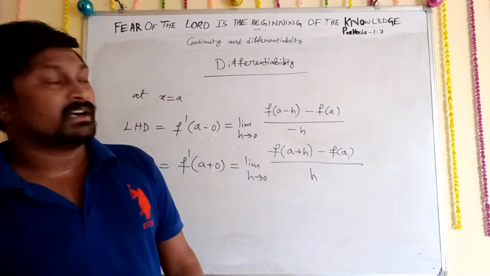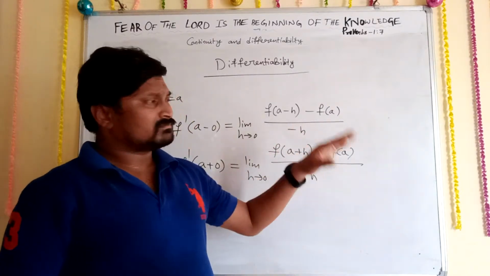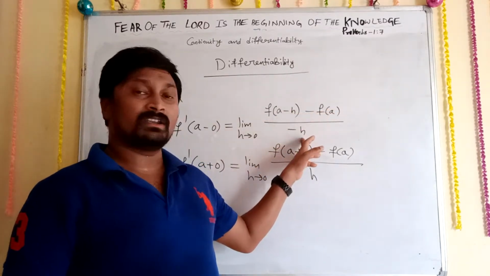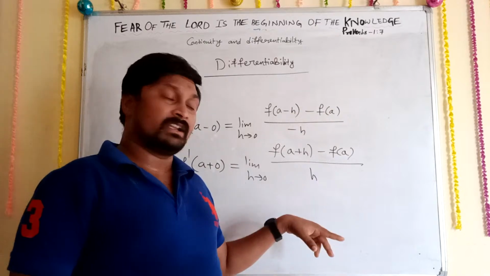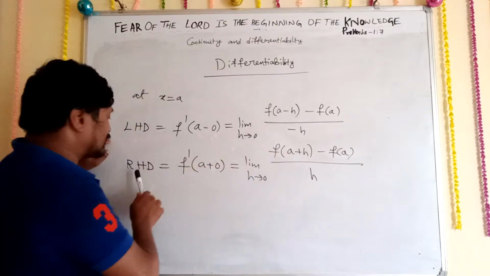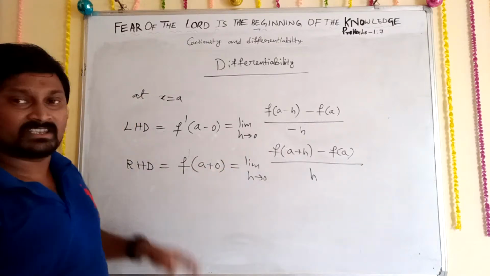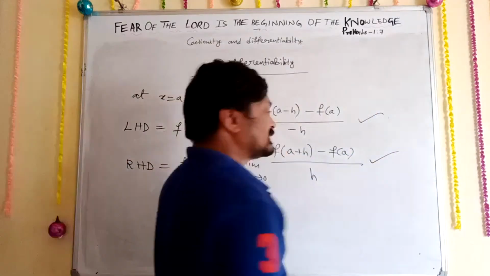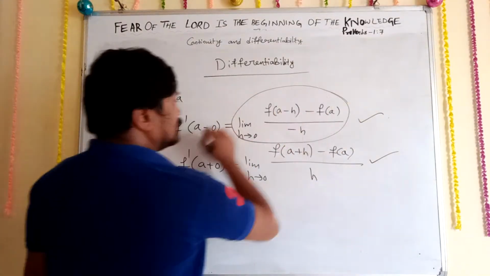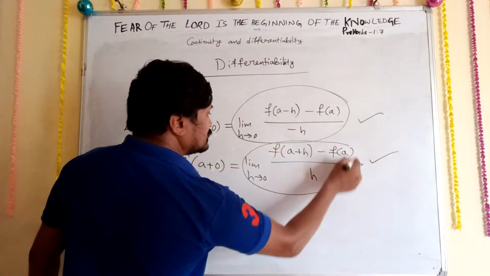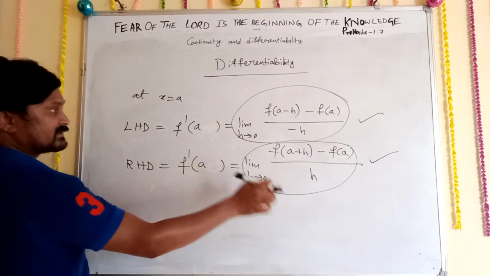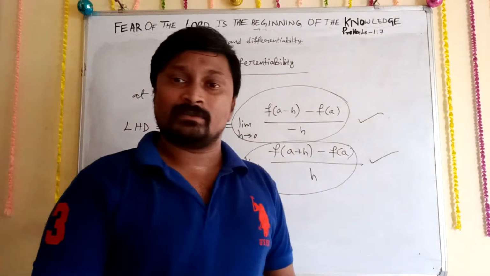But you learned in your 11th standard only f of a minus h minus f of a upon h. Now here you are learning that for the left hand derivative you need to write minus h, and for the right hand derivative you need to write plus h. These two you have to remember as formulas. So first, the left hand derivative formula is this, the right hand derivative formula is this, and you can write this as only f dash of a also, no problem. Okay, so that is about that.